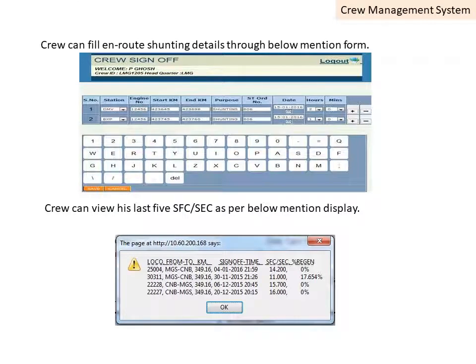Shunting details can also be added here, and the shunting order memo number will be added here, and at what station to what station, from X station to Y station, we are proposing shunting. The shunting can be added by the crew, or the loco supervisor can add it using the loco trip sheet. If the crew has submitted the loco trip sheet, he can add the shunting movement particulars. The percentage calculation will be shown here: SEC, SFC and how much regeneration it is showing.